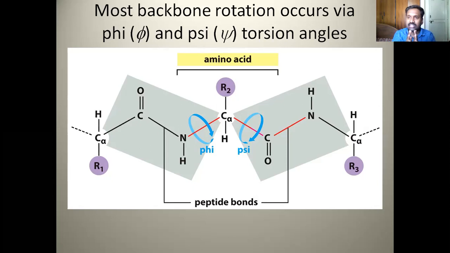Take C alpha as your central point. Find out the values of phi and psi, for an amino acid, for the peptide, and list it out. What are the phi values at amino acid number 1?